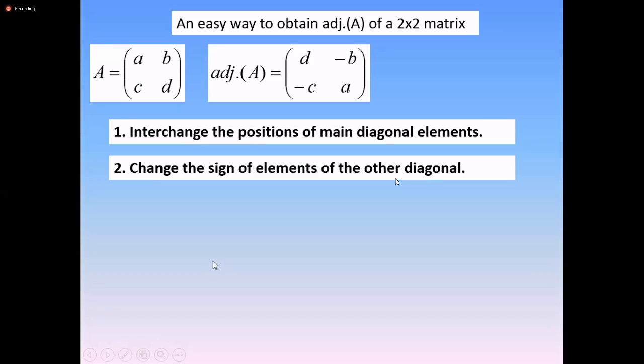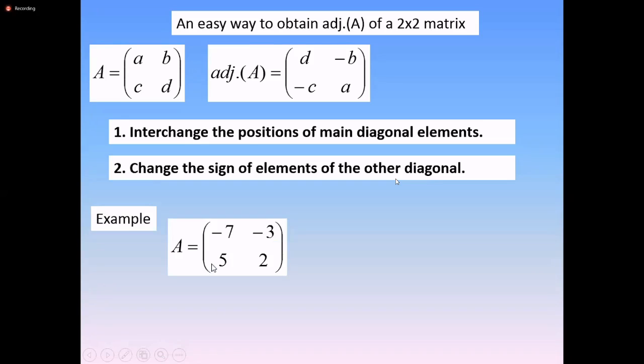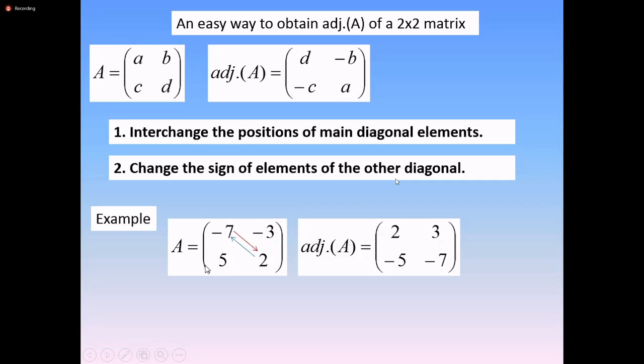Change the sign of the elements of the other diagonal. 7 and 2 are interchanged: 2 and 7. -3 and 5, the other diagonal: 5 and -3. In the same place, written in the same position, but -5 and +3. Interchange.